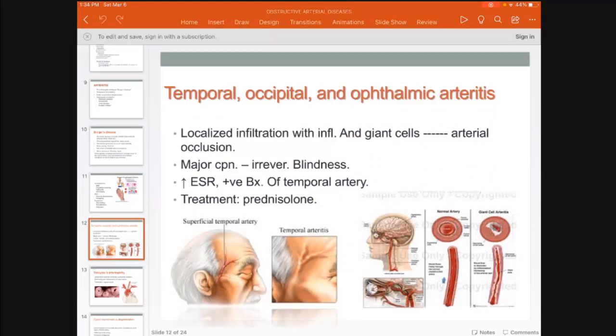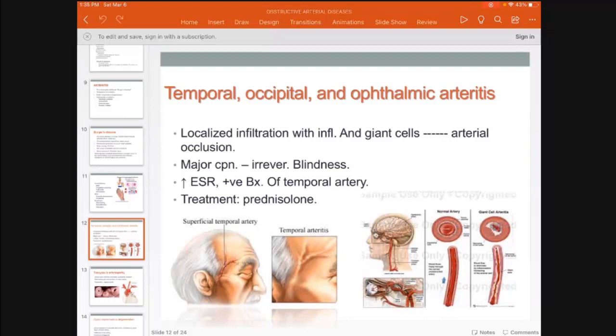The second important one is arteritis. This is very important: the temporal artery, occipital artery and ophthalmic artery may all be affected by arteritis. How does it occur? This is a localized inflammatory process infiltrated with giant cells, leading to occlusion of the artery. A major complication of temporal arteritis is what we call irreversible blindness. هذا ينتهي بعمى دائمي. It's a serious thing.